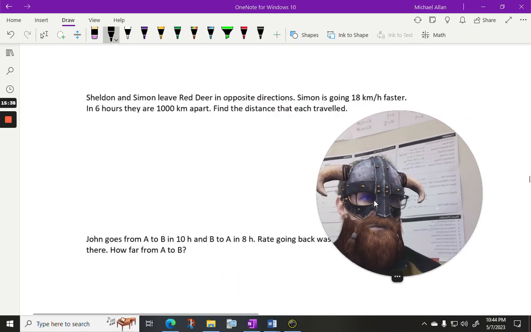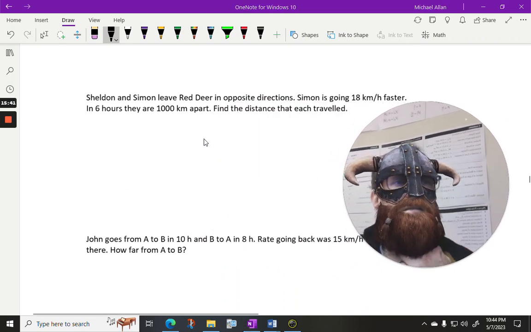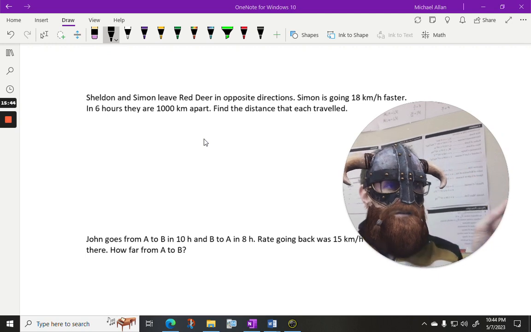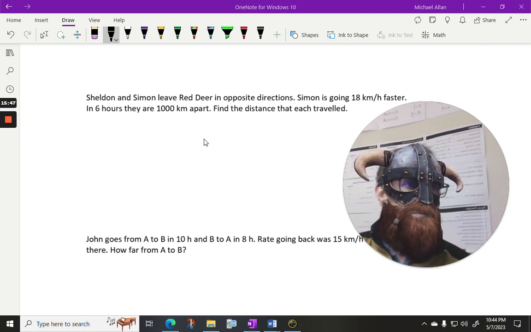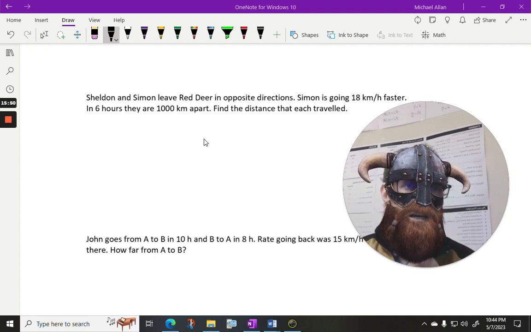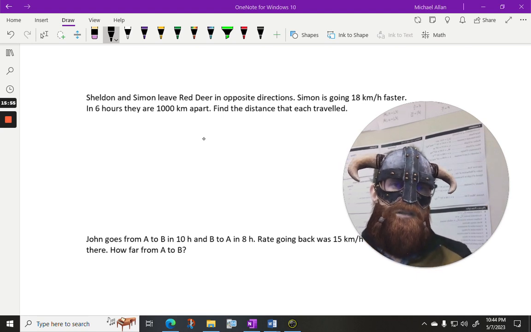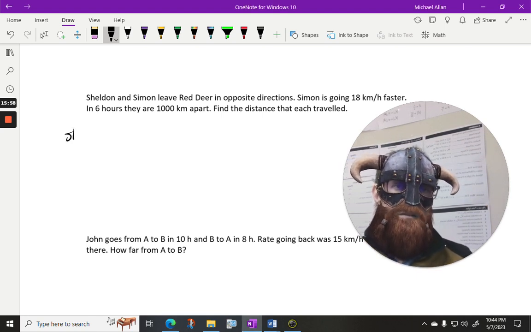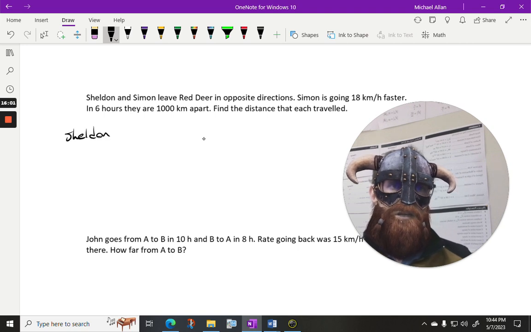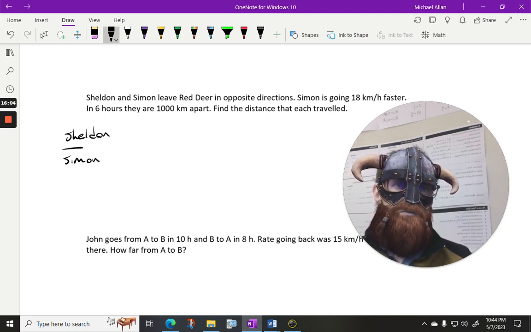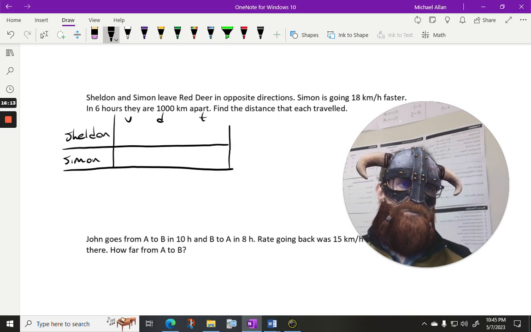So this little table is kind of useful. Let's see. So here we got Sheldon and Simon. They leave Red Deer in opposite directions. Simon's just going a little bit faster, 18 kilometers per hour faster. And then in 6 hours, they're 1,000 kilometers apart from each other because they're going in perfectly opposite directions from each other. So let's create a little table here. So with Sheldon, we got Simon. We got V, we got D, we got T.